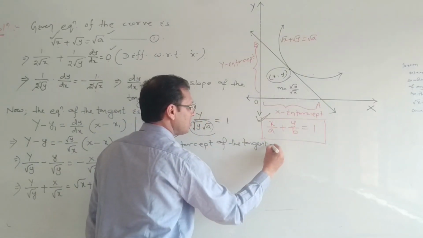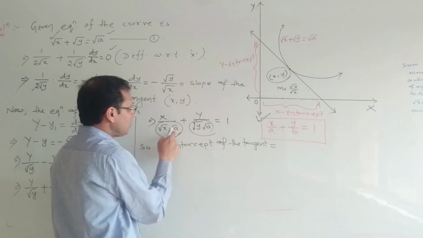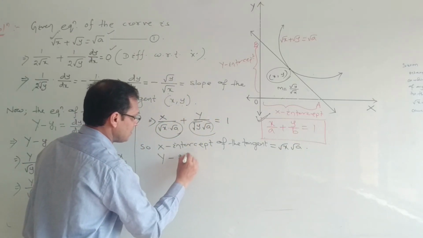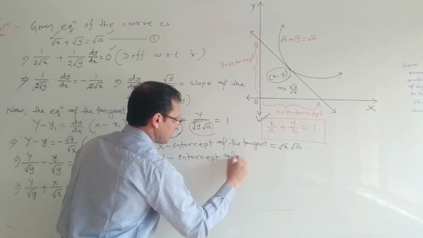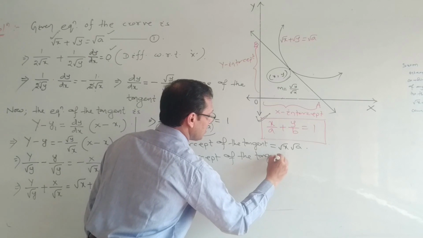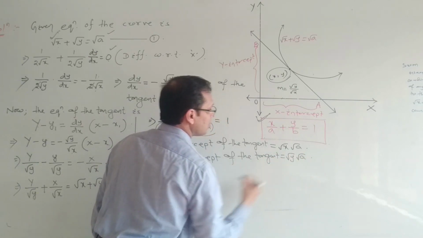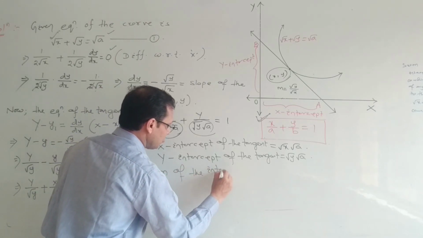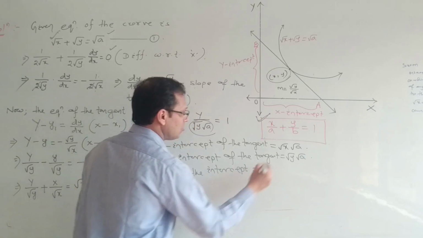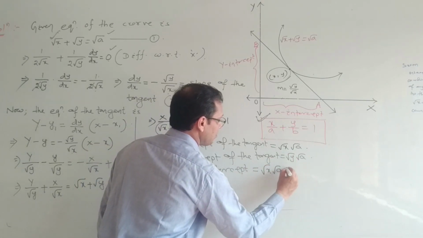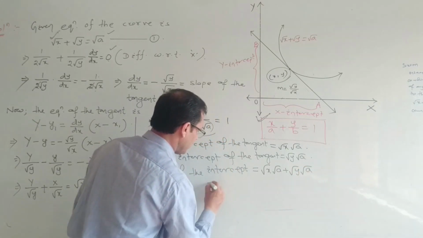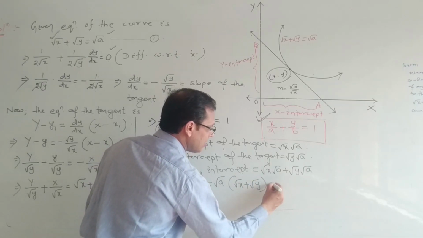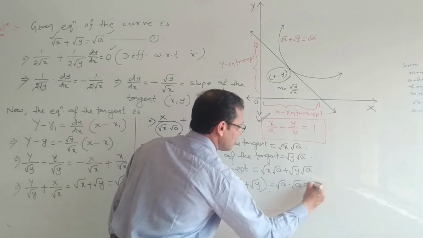So the x intercept is how much? The denominator of x, that is root x root a, and the y intercept of the tangent is equal to root y root a. Now he is asking the sum of the intercepts. The sum of the intercepts is equal to root x root a plus root y root a. Taking root a as common, root x plus root y is again root a. So root a into root a is equal to how much?